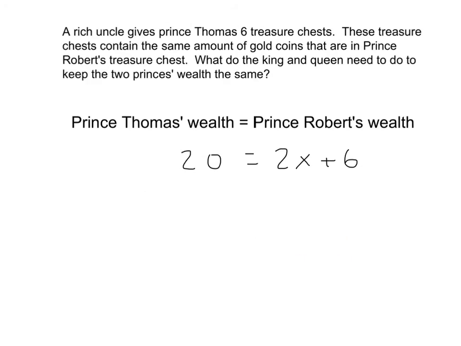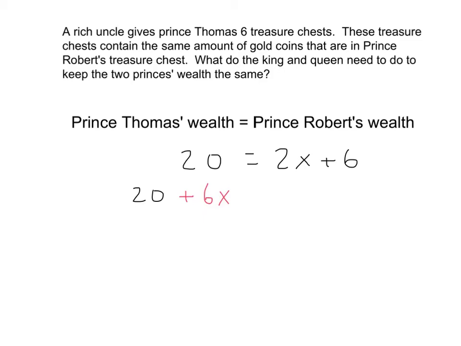A rich uncle gives Prince Thomas 6 treasure chests. These treasure chests contain the same amount of gold coins that are in Prince Robert's treasure chest. What do the king and queen need to do to keep the 2 princes' wealth the same? Alright, so Prince Thomas started out with 20 gold coins. Now his rich uncle is giving him 6 treasure chests, so that would be 6 times the amount of gold coins in the treasure chest. 20 gold coins plus 6 treasure chests worth of gold coins.